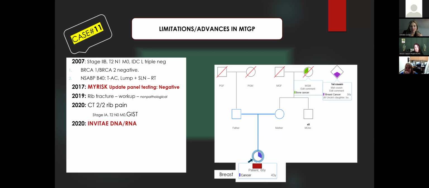We have a breast cancer, we have a gastrointestinal stromal tumor. Let's go ahead and try another lab. Let's do a DNA RNA. RNA kind of allows us supposedly to see deeper into the intronic areas of the DNA. And we found our answer. She has NF1, or neurofibromatosis type 1.